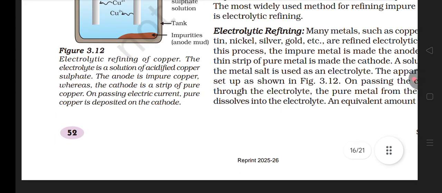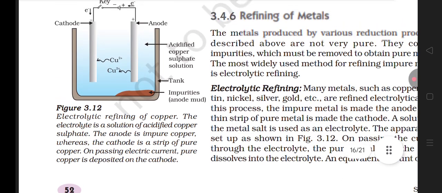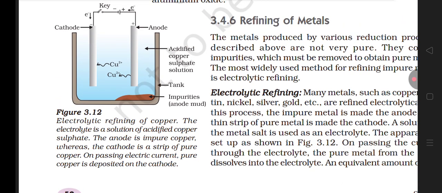Okay, so electrolytic refining of copper. The electrolyte is a solution of acidified copper sulfate. The anode is impure copper, and the cathode is a strip of pure metal. You can see there, on passing the current, pure copper is deposited on the cathode. So what happens basically is copper from the anode goes into the solution, and an equivalent amount of pure metal is deposited at the cathode. Like this the purification of metal happens.